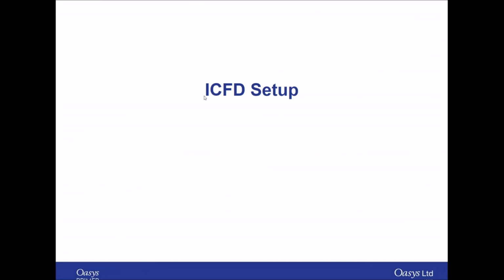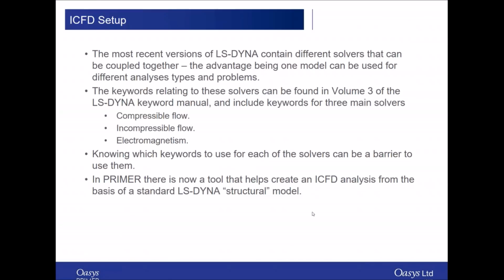The last thing to mention is ICFD setup. The more recent versions of LS-DYNA contain different solvers that can be coupled together, the advantage being one model can be used for different analysis types and problems. All the keywords that relate to these solvers can be found in volume 3 of the LS-DYNA keyword manual, and they include the keywords for the 3 main solvers, which is compressible flow, incompressible flow, and electromagnetism.